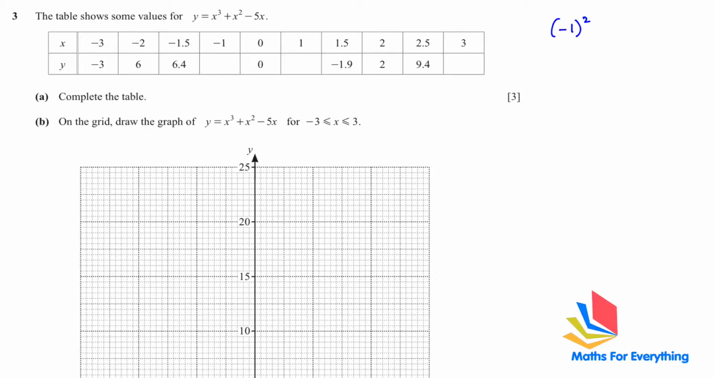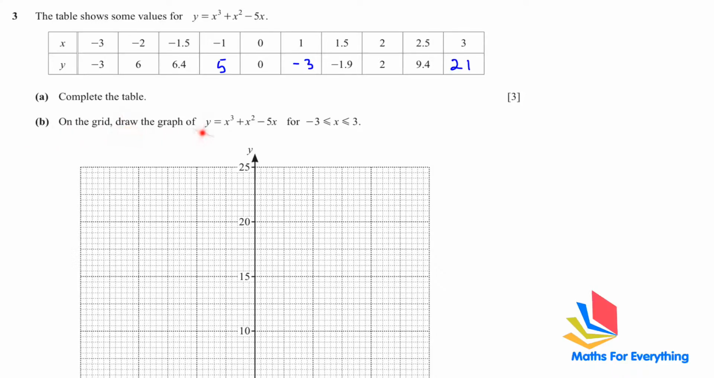So let's start and let's see what we will get when we substitute negative 1 in place of x. We'll get 5. When we substitute 1, we'll get negative 3. And 3 will give us 21.